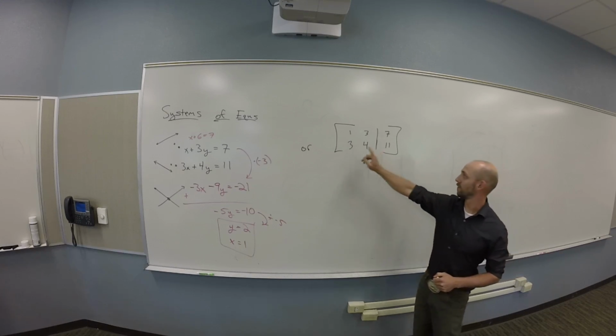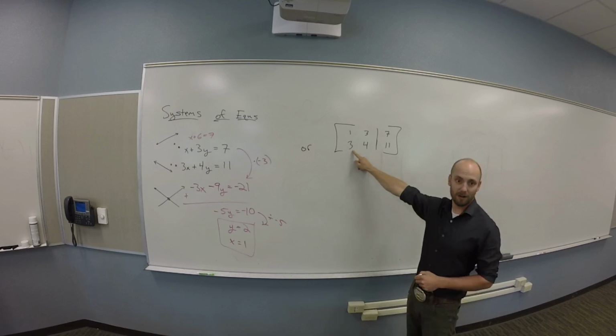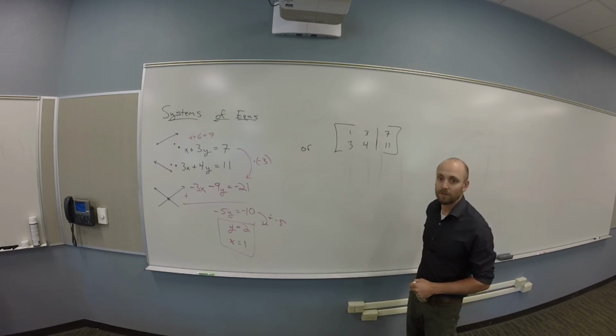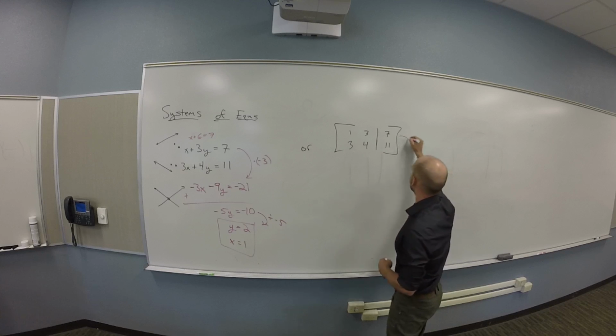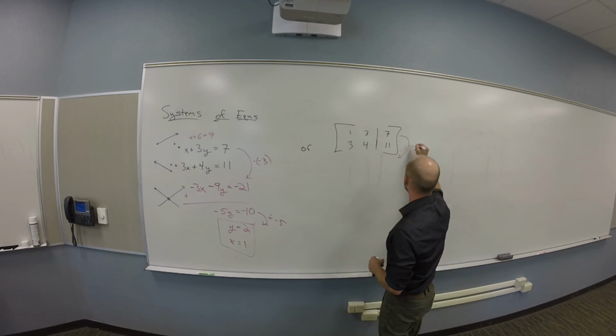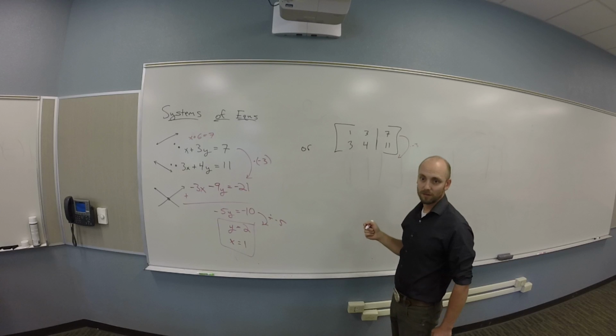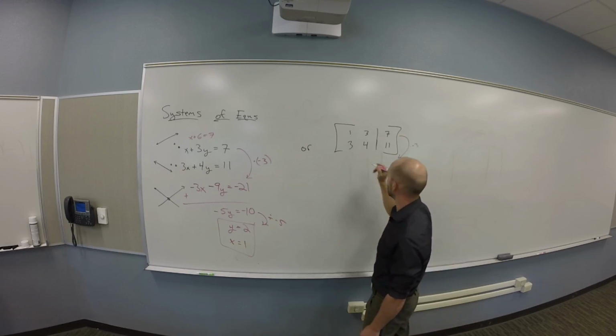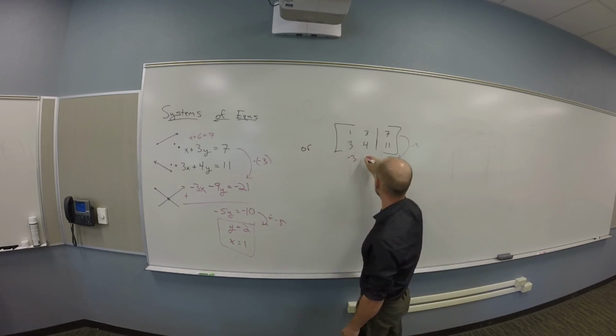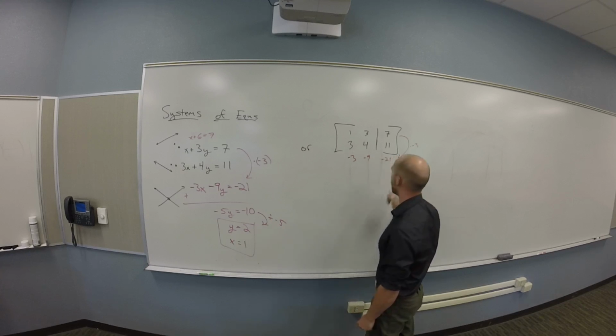Right? My goal is to get rid of this 3 here. So off to the side, I'm going to think about, okay, take row 1, multiply by -3. I'm just going to write that underneath here. So I get -3, -9, -21.